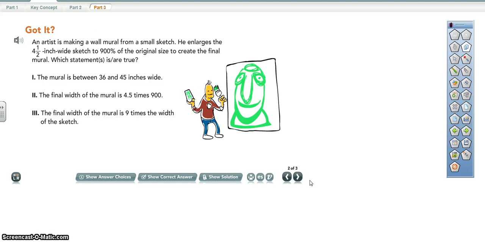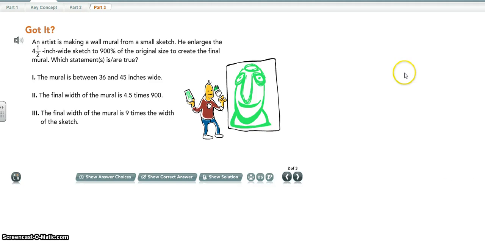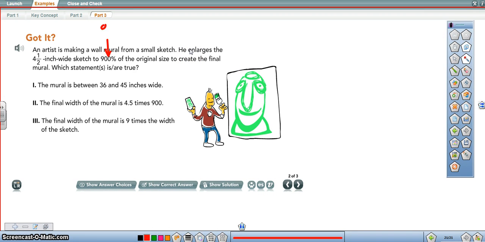An artist is making a wall mural from a small sketch. He enlarges the 4.5-inch wide sketch to 900% of the original size to create the final mural. Earlier, we talked about how 900% would be like 9 times as big. Which statements are true? The mural is between 36 and 45 inches wide. Okay, what was 4.5? And we're going to do 9 times that much. 4 times 9 is 36. 5 times 9 is 45. 4.5 is in the middle. This is true.